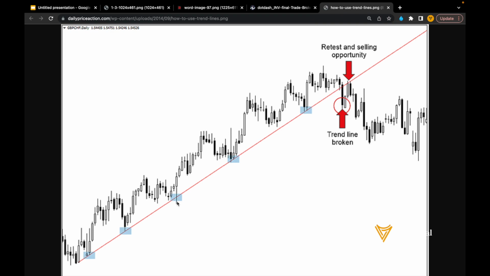We quickly wicked below, say we wanted to go short. We started looking for downside opportunity only to close back in the trend line. So once we see a breakout, always look for a retest. Retests are great opportunities to get good entries with a very low risk to reward.